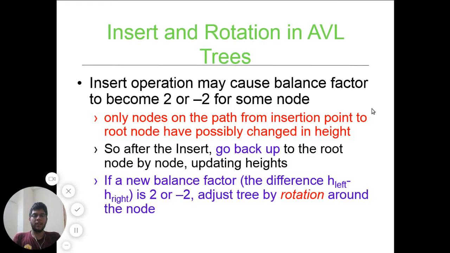If a new balance factor, that is the difference between the height of the left subtree and the right subtree, is 2 or minus 2, we adjust the tree by rotation around the node. So all these are the abstract level of the algorithm. We'll soon dive into it.